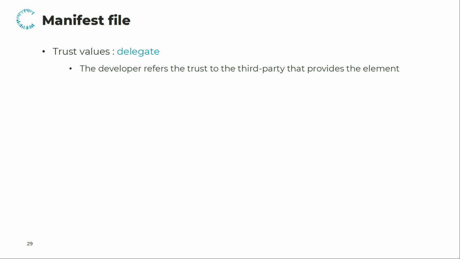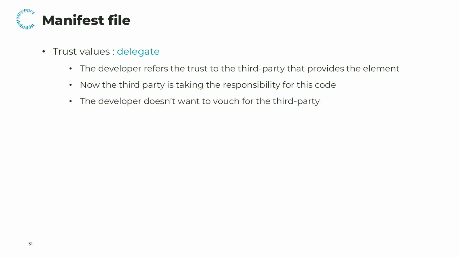The second trust value is delegate. In this case, the developer refers the trust to the third party that provides the element. Now the third party is taking the responsibility for this code, and the browser requires a separate manifest for this element. A developer that doesn't want to vouch for the third-party content, or if she always wants to use the latest version, can use this delegate option.